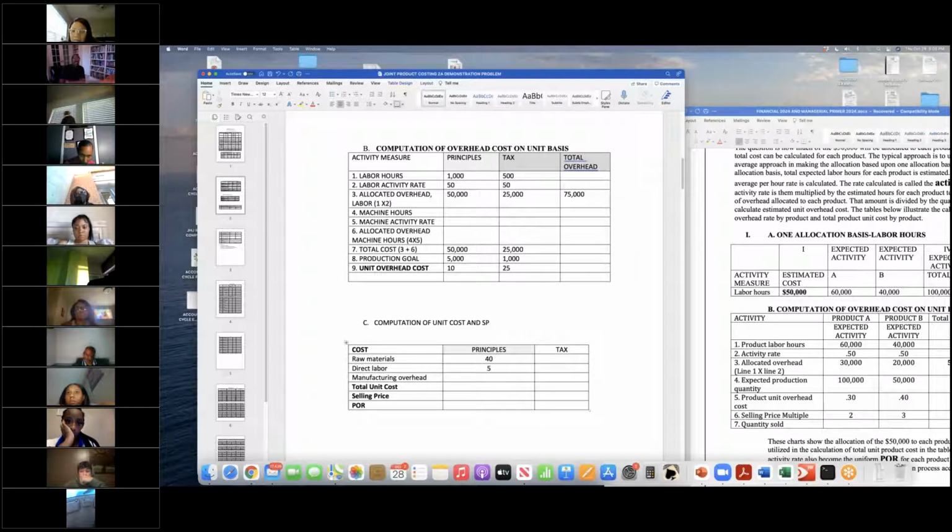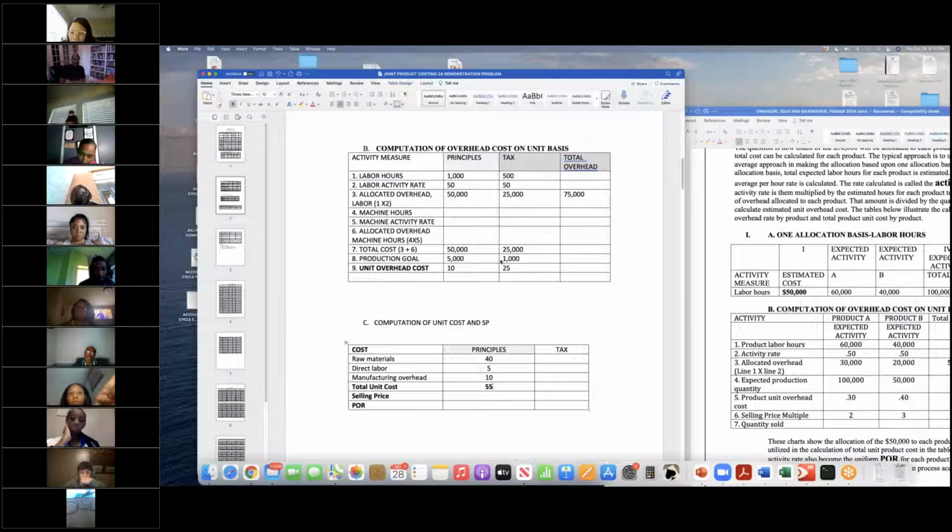Manufacturing, that's our overhead. Manufacturing overhead on the unit base. What's the manufacturing overhead? Mendez, what's the manufacturing overhead? 50? Or is it, I don't know, 75? That's 10. 10, right? That's right. It says 10 right there. Okay. So our total unit cost then is what?